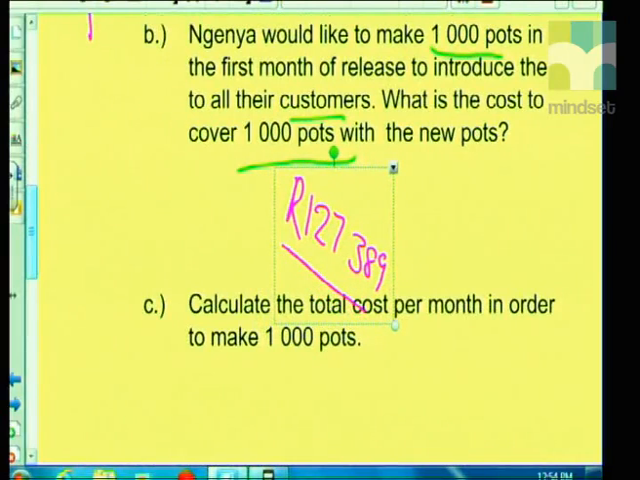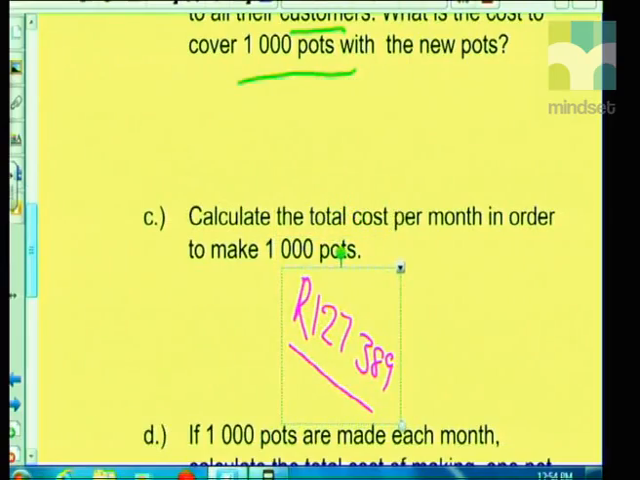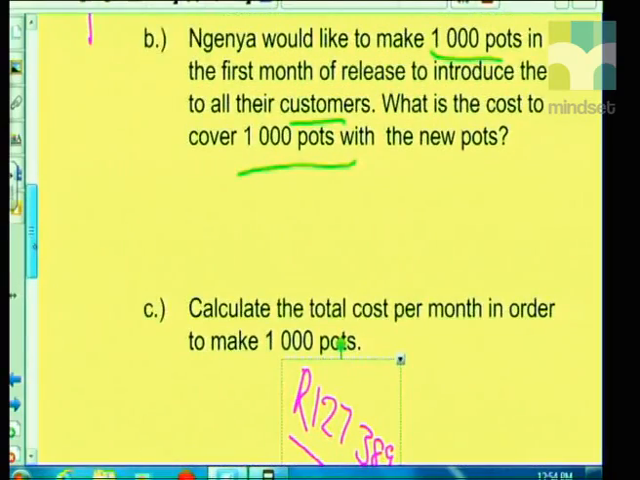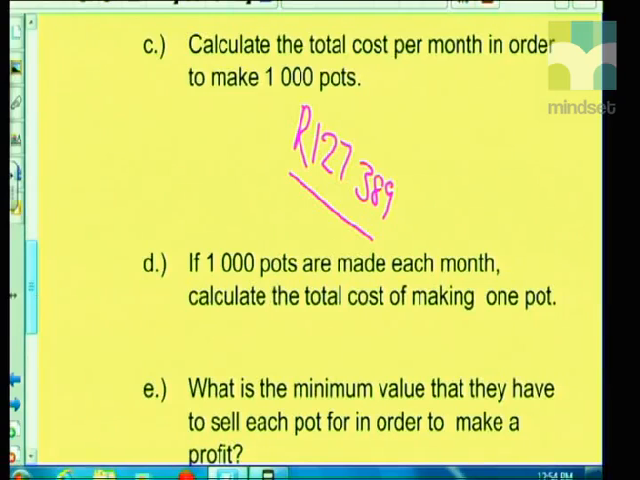There we are. So we would like to make 1,000. What is the cost? Calculate the total cost to make 1,000 pots. That's what we've done. The total cost. And we are going on to the next one. It says, if 1,000 pots are made each month, calculate the cost of making one pot.